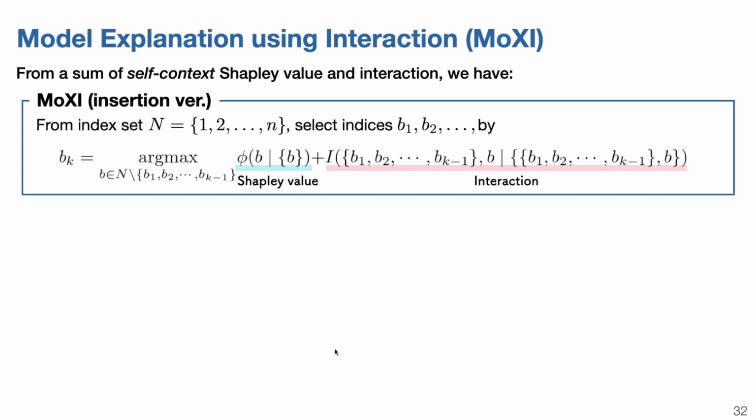Here, we want to know which group of pixels are important. In other words, we think about the problem of finding a subset that maximizes the confidence score. To solve this problem, we have proposed a method. Our method is a greedy algorithm. The best pixel index B_k is defined in this way. Our method uses Shapley value and interaction. The first term measures the individual contribution. The second term measures the joint contribution between already selected patches and new ones to append.